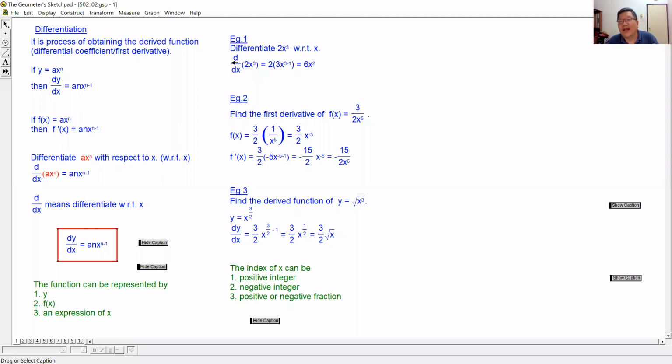So you have to do d dx, meaning you are differentiating with respect to x. If it is given to you in f(x), then after differentiating, it will be called f prime x. And if it's given to you in y, after differentiating, it will be called dy over dx.